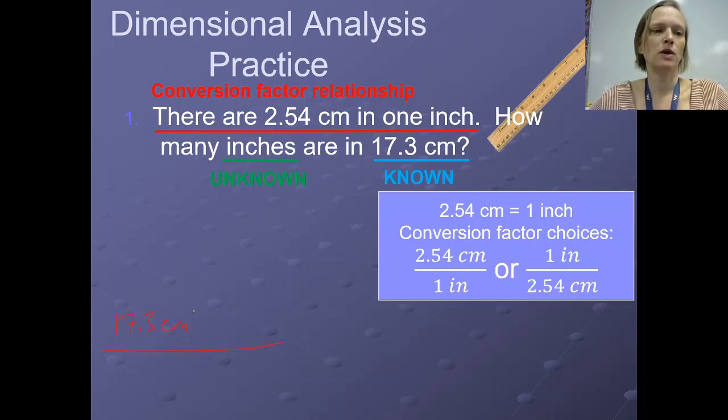Step 2 is we have to draw the dimensional lines. We're trying to work our way to inches, so I'll put that at the end here. We draw our dimensional lines, and now I have to insert my conversion factor. I could have 2.54 centimeters with 1 inch, or I could have 1 inch with 2.54 centimeters. Which one do I use here? I use the one that'll put centimeters in the bottom to cancel out the centimeters here. 2.54 centimeters is the same as 1 inch.